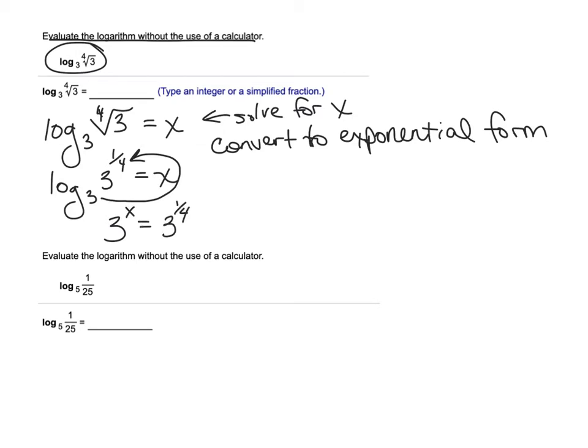So now we have a problem just like we did in the previous section. We have an exponential equation that we can solve. And if you notice, the bases are the same, so we can use the relating the bases formula. If 3 equals 3, then we can assume that x equals 1/4. And that's how we work these. Let's look at this one right below too.